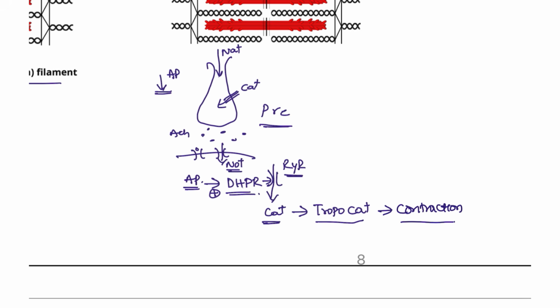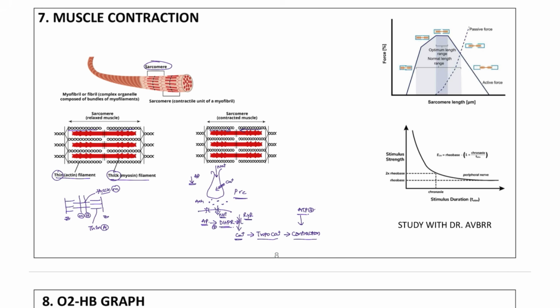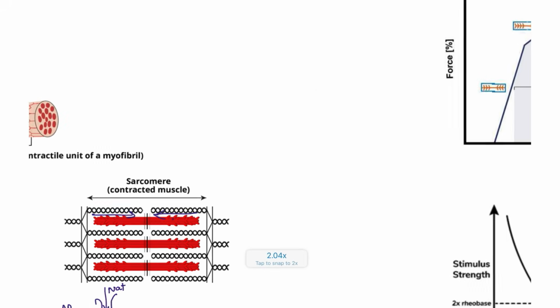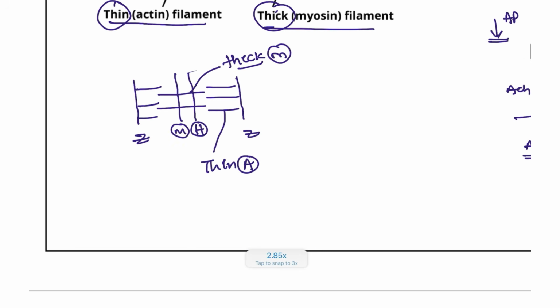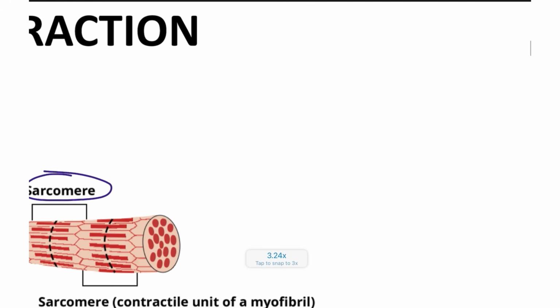How is this contraction generated? With the help of ATP. So this is how the muscle contraction is occurring. Next, the question that can be asked is, when there is a muscle contraction, as I said, Z lines, I bands, A bands, how are they going to change? This question can also be asked in the examination.